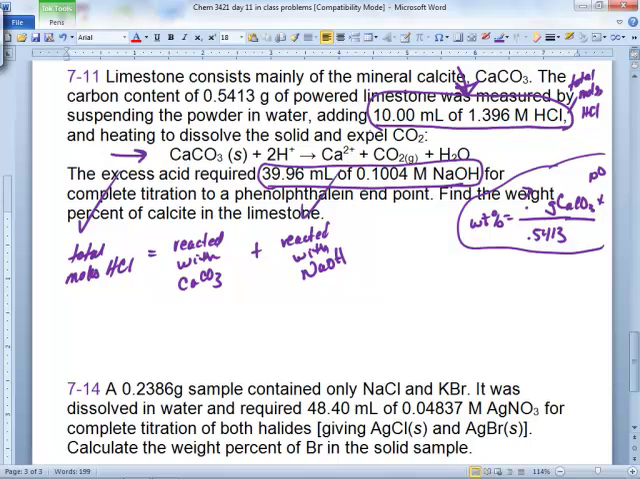What's left over is the moles that reacted with this. So you're going to solve for this. You can get moles of HCl. Now we use Adrian's mole bridge to get moles of calcium carbonate, convert it to grams. Okay? See the game plan?